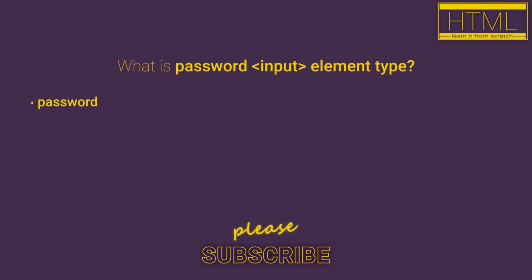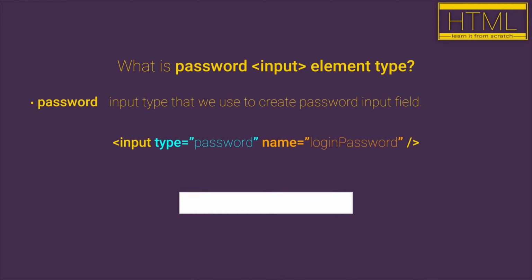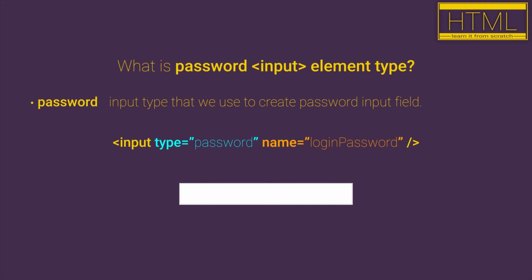Password input type is the input type that we can use to create a password input field. A password input field is basically a field where you can enter alphanumeric values, but from the moment you start entering them, they will be masked with bullets or stars. So your password, which should be confidential information, can stay secret even at the moment when you are entering it.